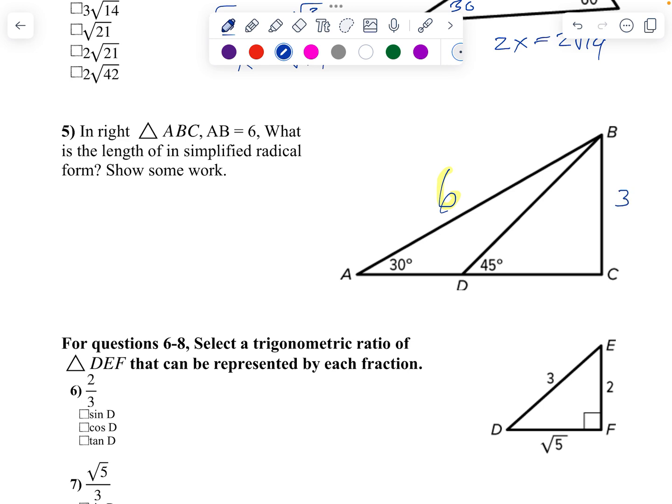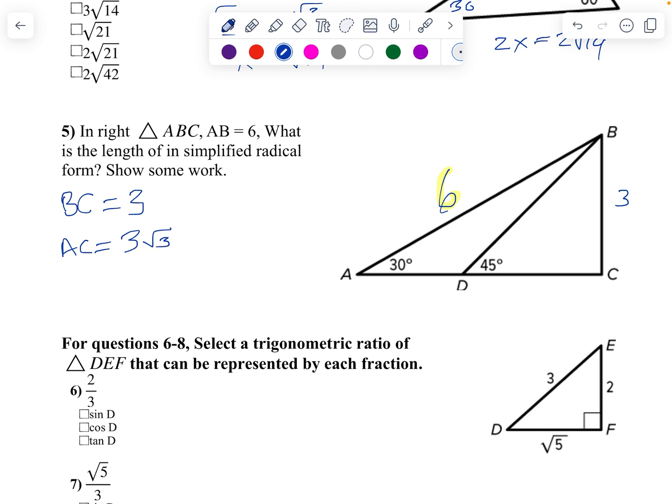I think I told some of you just to find B to C. That's all you had to do. But in case you thought I needed something else, so I know A to C then, that since it's a 30, 60, 90 triangle, I know A to C is 3 square roots of 3.